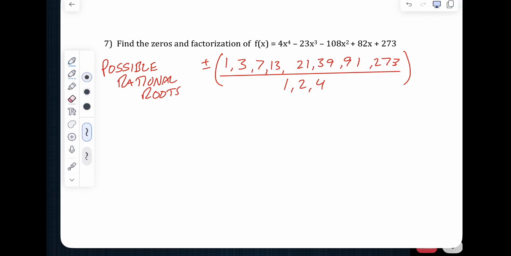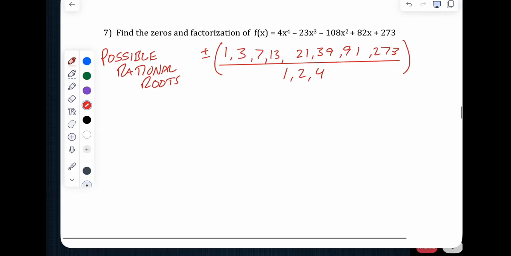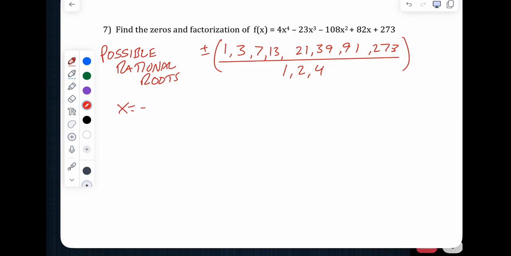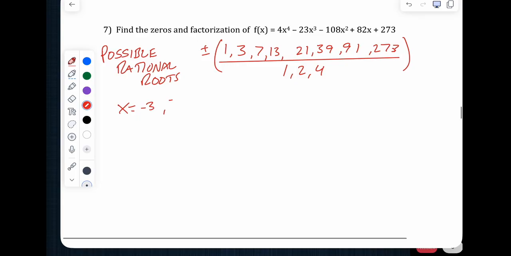I need at least 2 from the calculator. I've got 2. I got -3 and I got +7/4, right? So right from the calculator.